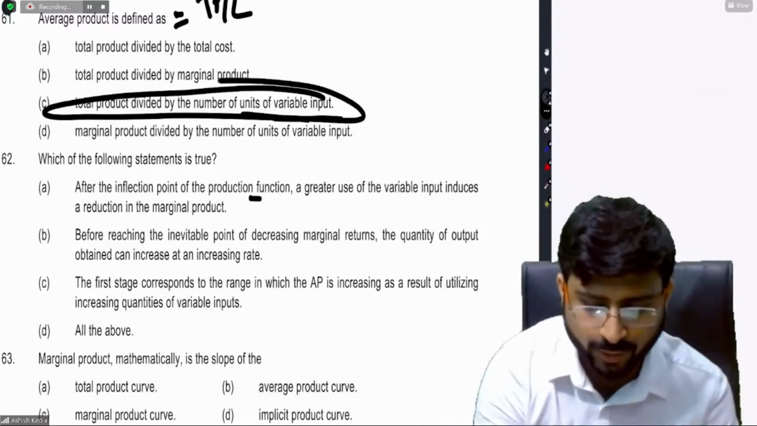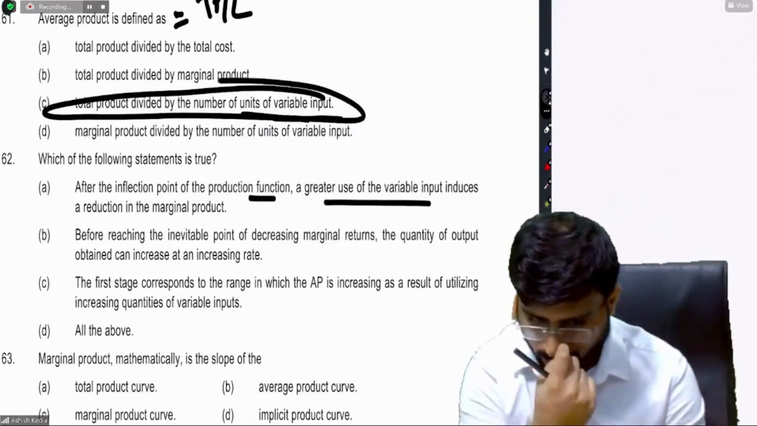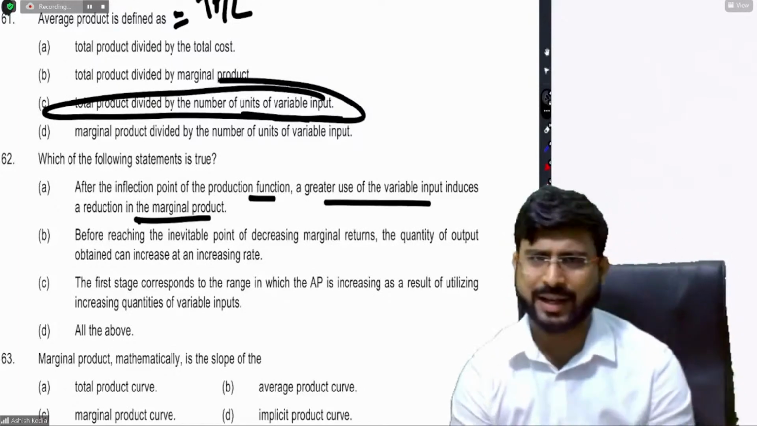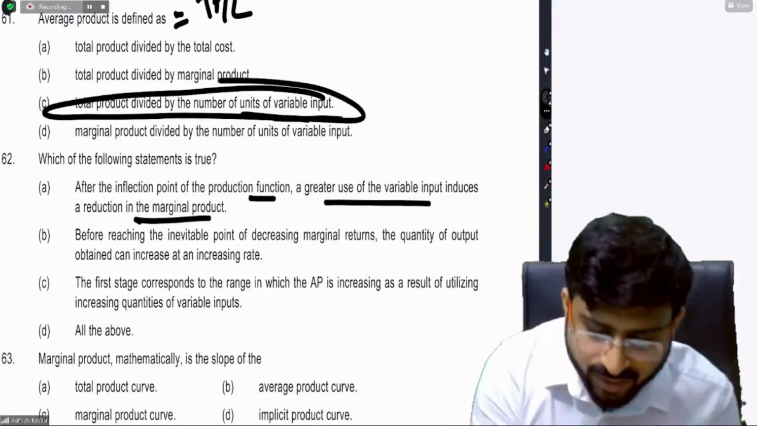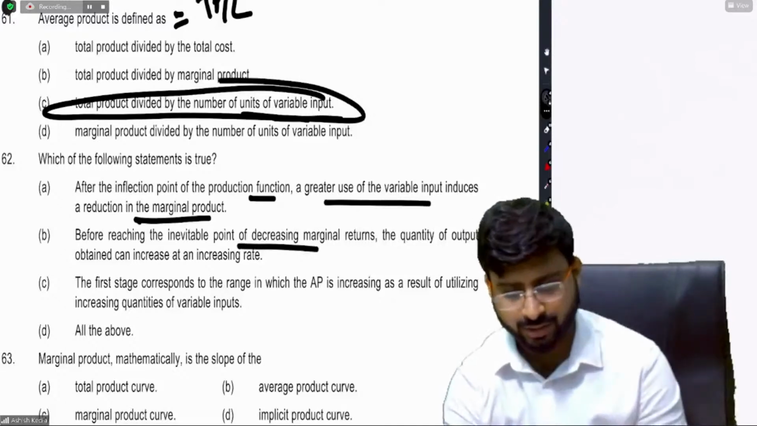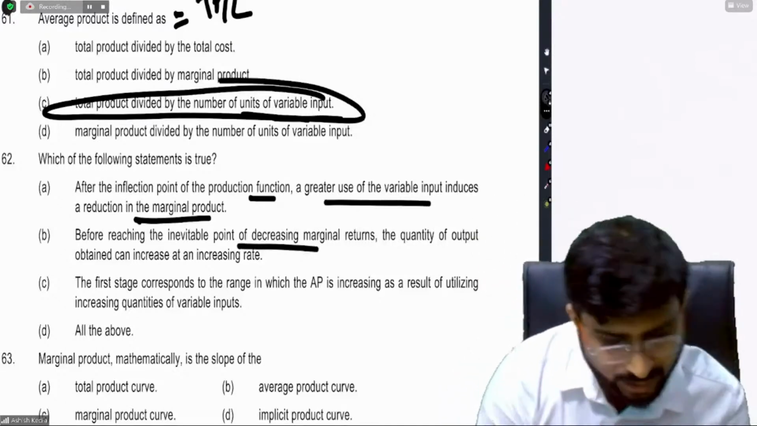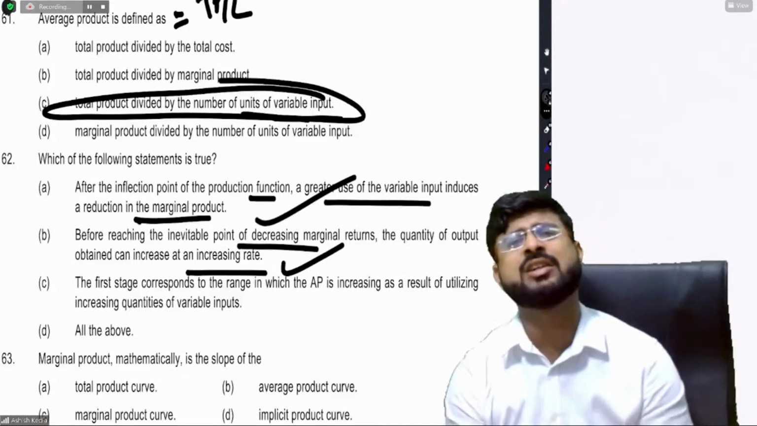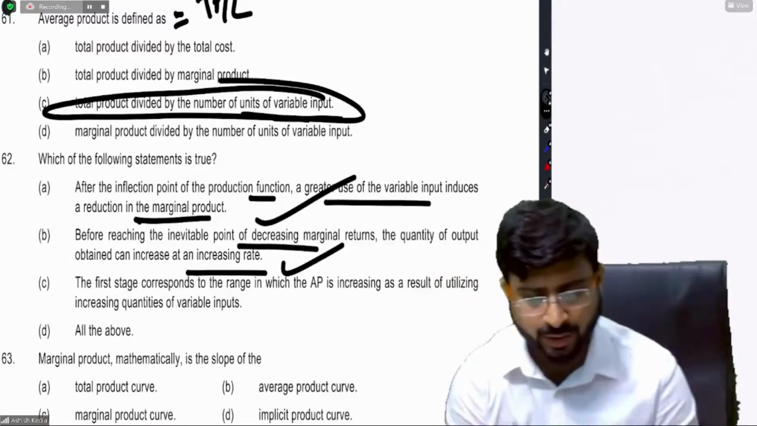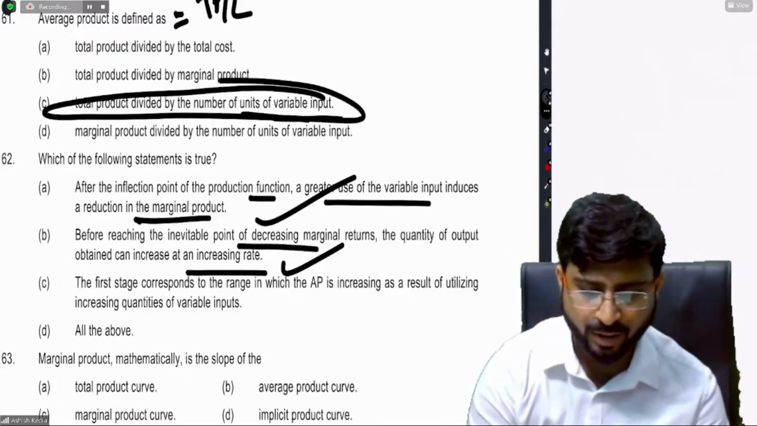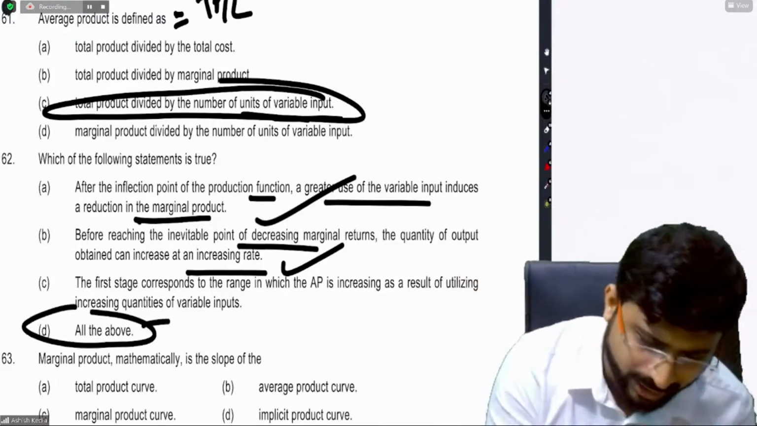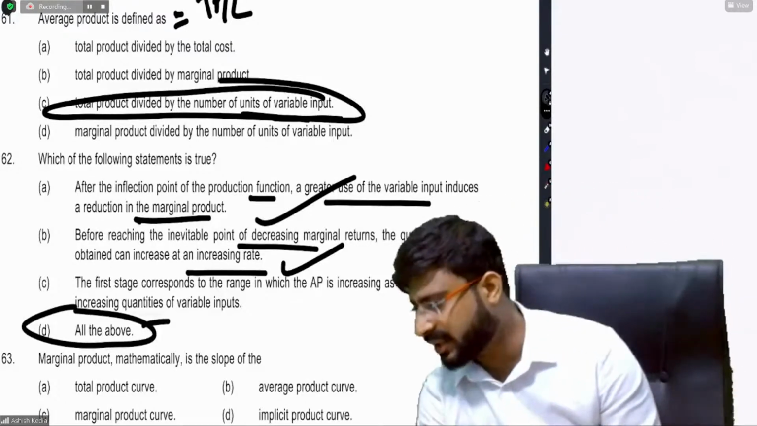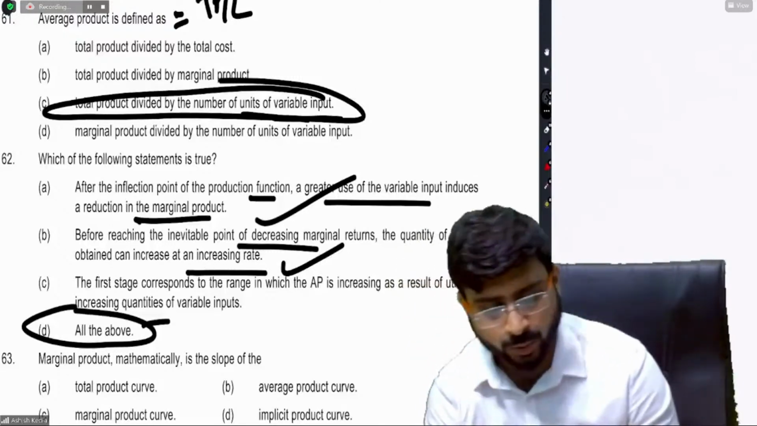After the inflection point of the product, a greater use of variable input induces a reduction in marginal product. Correct? Because after point of inflection, MP falls. Correct? Before reaching the point of diminishing returns, the quantity of output can increase at increasing rate. Yes, both are correct. It means the answer is all of the above. Nothing to question here. The first stage corresponds to a range in which AP is increasing as a result of utilizing. Yes, okay. 62D is the correct answer because it is following all those laws.